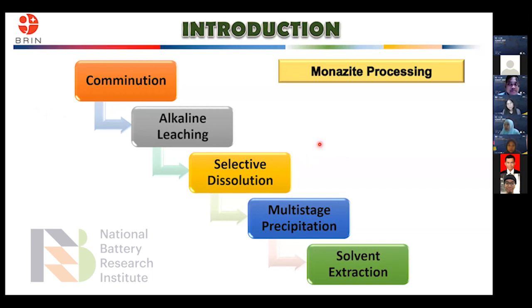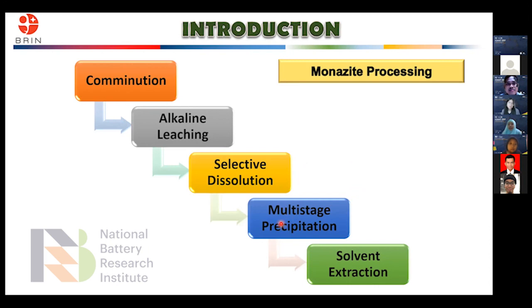REE contained in leaching residue was dissolved using hydrochloric acid at certain pH and temperature, and the resulting REE chloride solution has a small amount of radioactive element impurities.